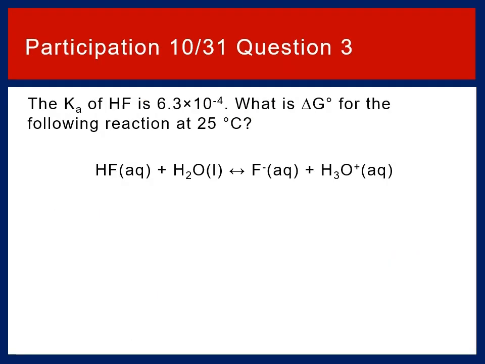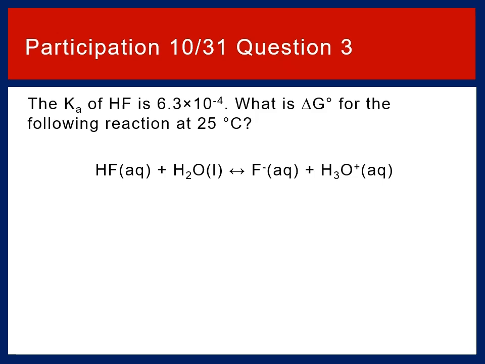Participation 1031, question 3. The Ka of HF is 6.3 times 10 to the negative 4th. What is delta G naught for the following reaction at 25 degrees Celsius? HF aqueous plus H2O liquid becomes F minus aqueous and H3O plus aqueous. This is the third question on participation 1031, due Friday October 31st at 11:59 p.m. over on Blackboard. Link to the assignment is right below links to these videos.